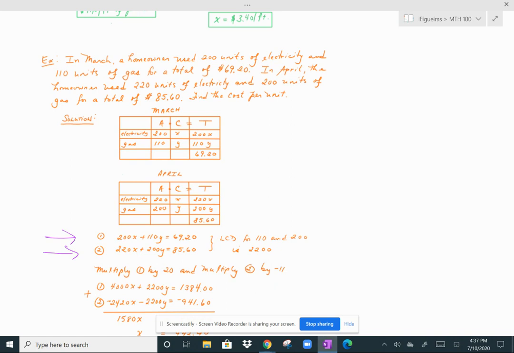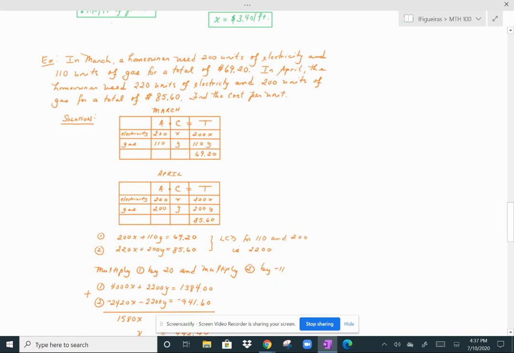All right, so again, I need to solve this, and I'm going to use elimination or addition method. So I need to find an LCD or an LCM for either X or Y. I decided to use the Y's. It really doesn't matter which one you choose. So the lowest common multiple for 110 and 200 is 2,200. So I need to multiply equation 1 by 20 and equation 2 by -11. And again, I'm making it negative so that the signs will be opposite. Therefore, when I add them, the y's will cancel.